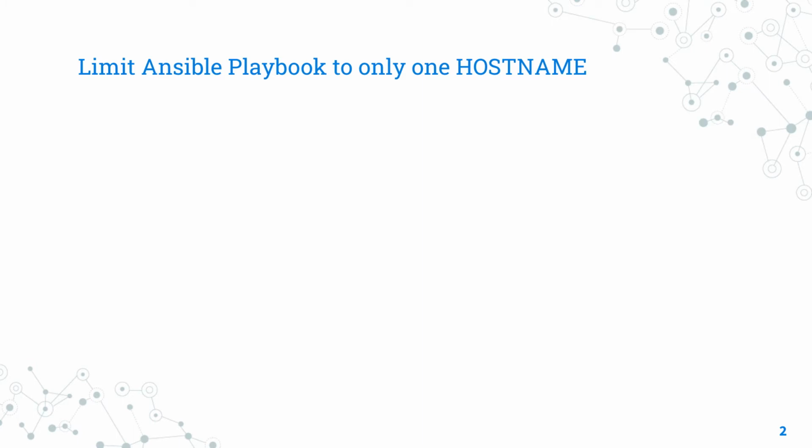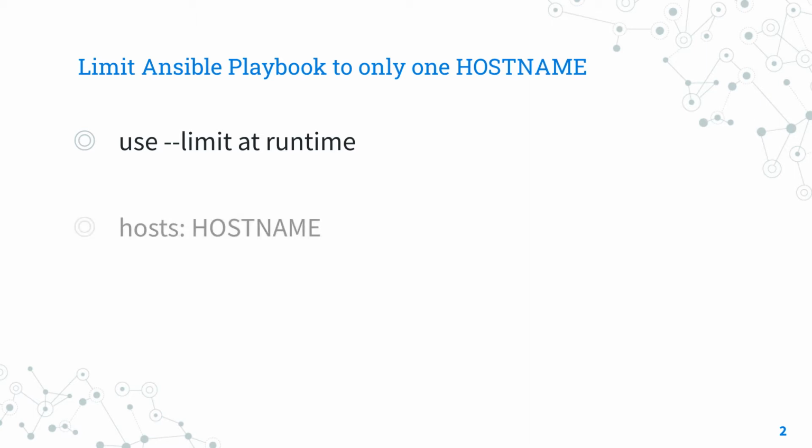Let's deep dive into our use case to limit an Ansible Playbook to only one hostname. I'm going to show you 3 different ways to achieve this result: using the --limit parameter at runtime, limiting the hostname in the Ansible Playbook code, and the most advanced way, which is to define a variable in the Ansible Playbook that you could populate on demand. Let's discuss the pros and cons of each option.